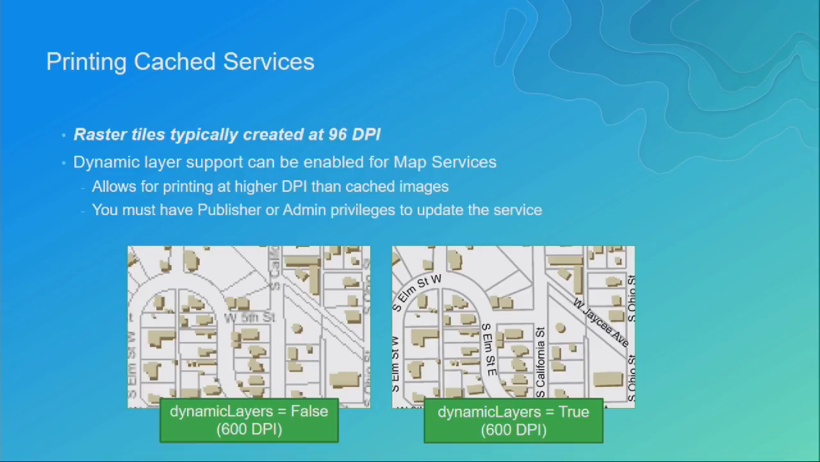If your service is not enabled for dynamic layer support, you need publisher or admin privileges to update the service to have that enabled, but a lot of services, especially map services published out of ArcGIS Pro, have dynamic layers turned on by default anyway.